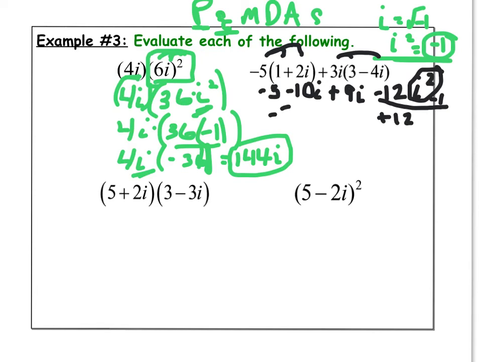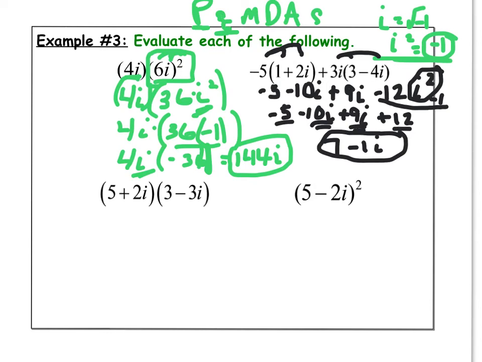So then I've got the -5 minus 10i plus 9i plus 12. These are like terms. -5 plus 12 is 7, and negative 10 plus a positive 9 is negative 1, but they're i's. And there you have it. This one here involves FOIL. I'm going to ask you to try that one on your own. And don't forget, i squareds get changed.